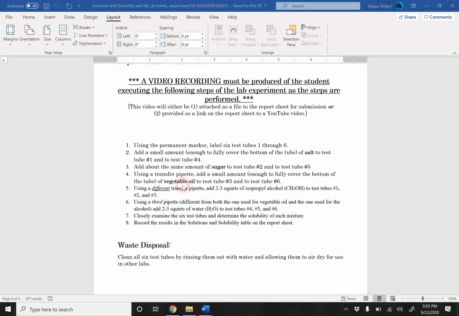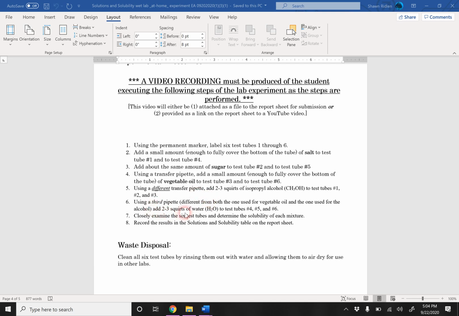And again, if you don't have vegetable oil, anything like olive oil, peanut oil, sesame oil, anything like that would work here. So basically, you're going to take the 6 test tubes. You're going to put salt in 2 of them, sugar in 2 of them, and oil in 2 of them. Okay, then using a different transfer pipette, add 2 to 3 squirts of isopropyl alcohol to 1, 2, and 3. And then using a third pipette, you're going to put water in the others.